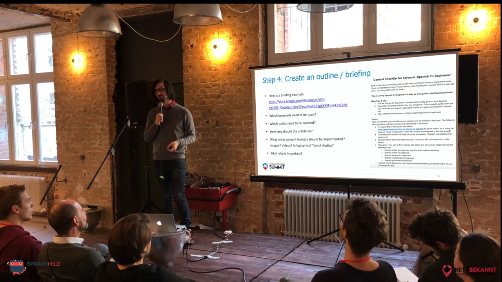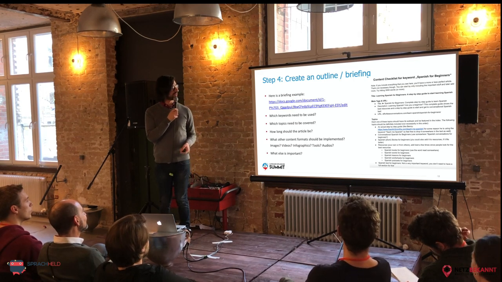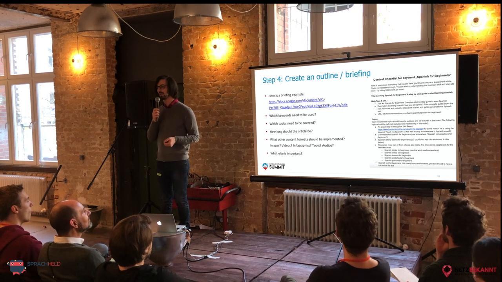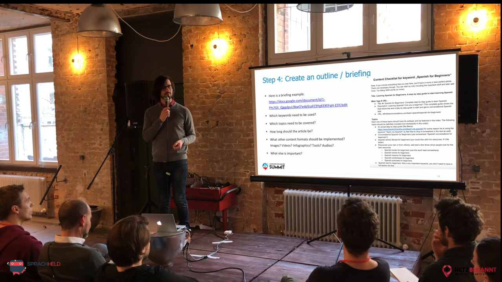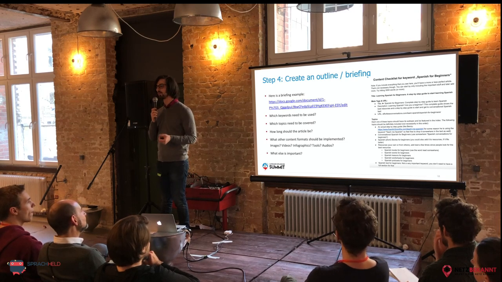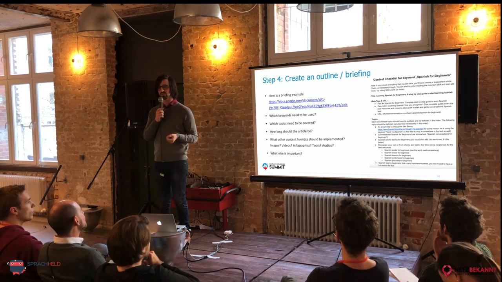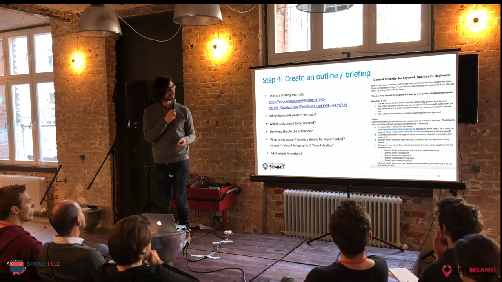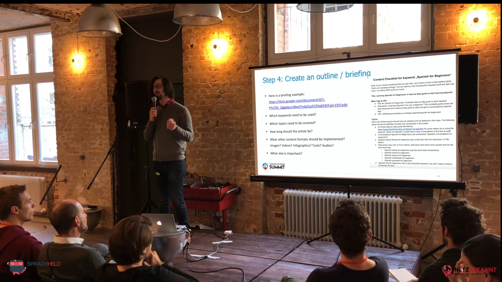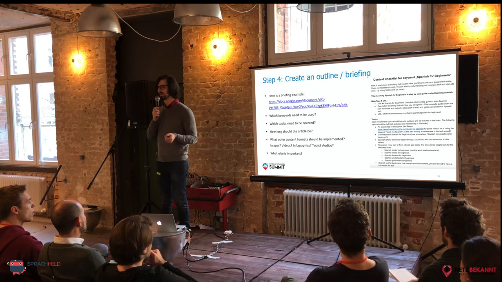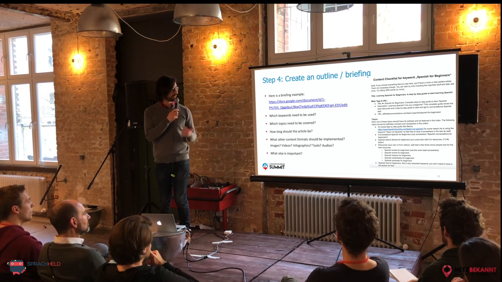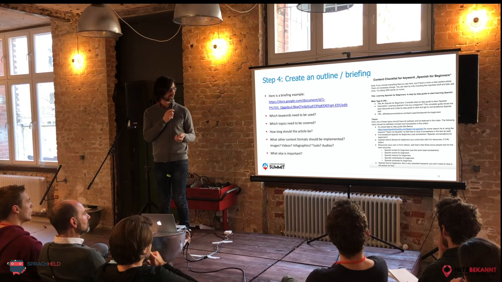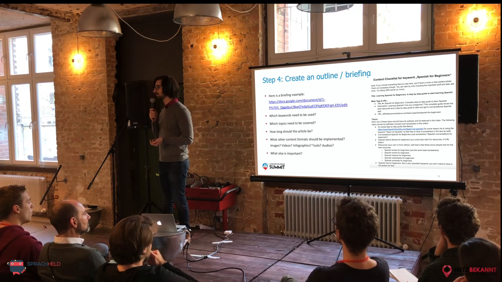Okay. Then you create an outline or a briefing. So here I have an example. You can click on that when you download the slides. I created that for a friend of mine where we did a barter deal. So you see on the right the content checklist, and you can see what the important points are to rank for that keyword, which is Spanish for beginners: which keywords need to be used, which topics need to be covered, how long should the article be.